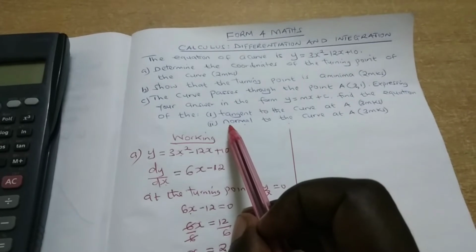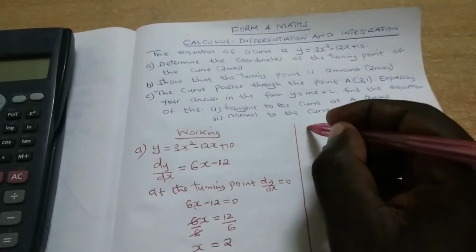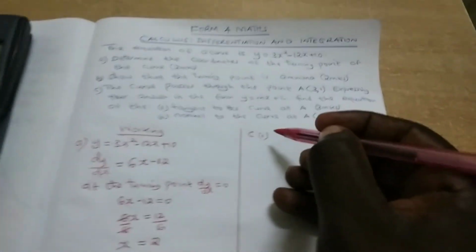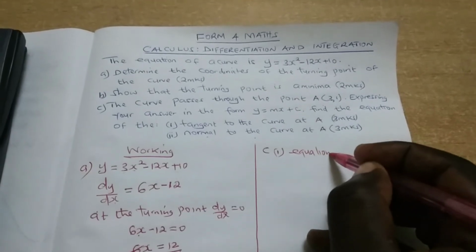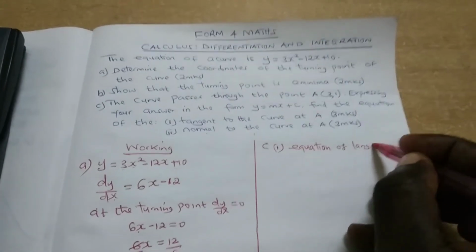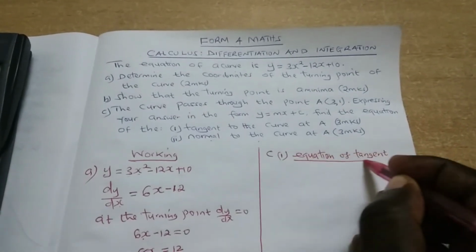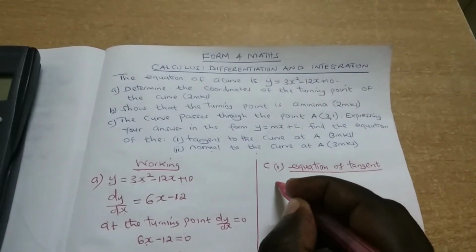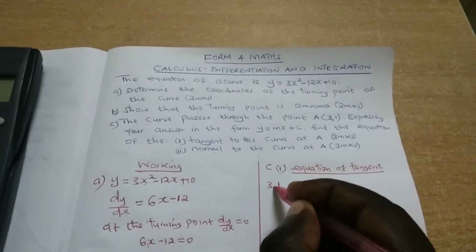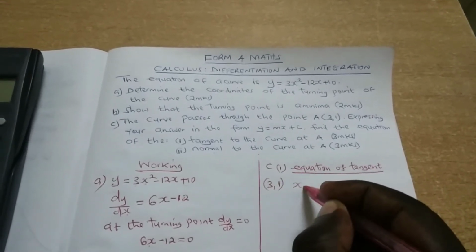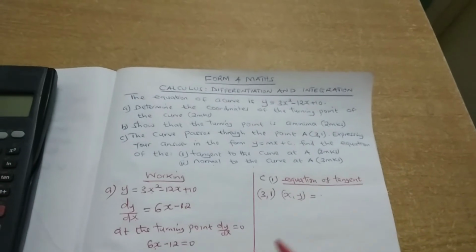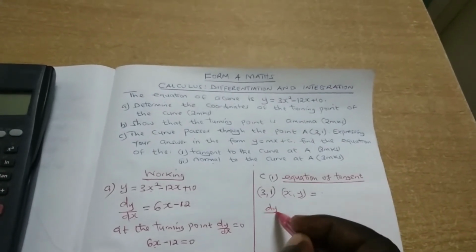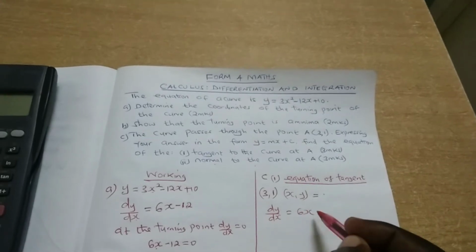Then the equation of the normal. So C Roman 1, we are supposed to find the equation of tangent. So to find the equation of the tangent here, we already know that we have our first point, which is 3, 1. We also take a general point, which is xy, but we don't have the gradient. So in this case, we know our dy over dx is given as 6x, already we have gotten it here, minus 12.